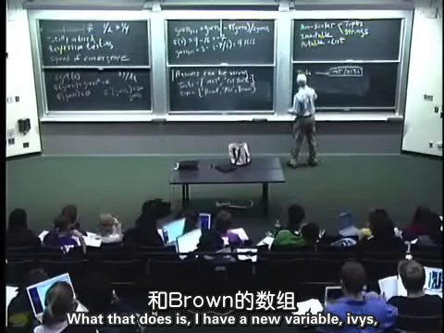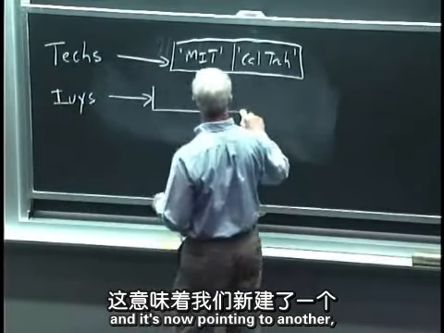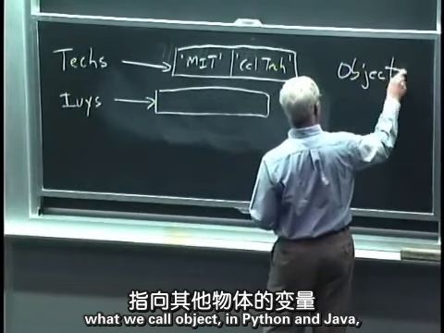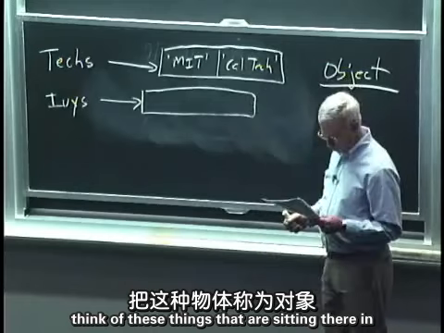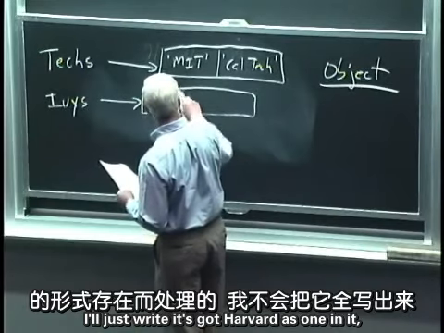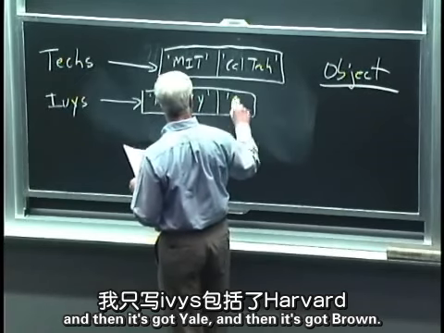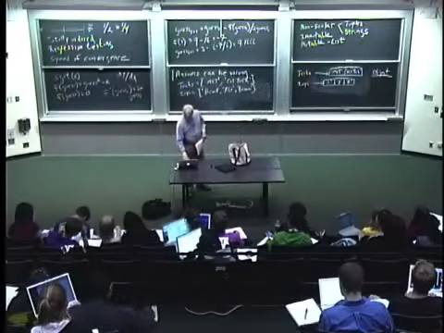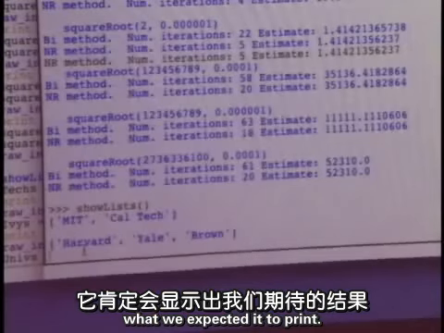What that does is I have a new variable, Ivies, and it's now pointing to another, what we call object in Python, Java, many other languages. Think of these things that are sitting there in memory somewhere as objects. And I won't write it all out. I'll just write it's got Harvard as one in it, and then it's got Yale, and then it's got Brown. And I can now print Ivies. And it, sure enough, prints what we expected it to print.